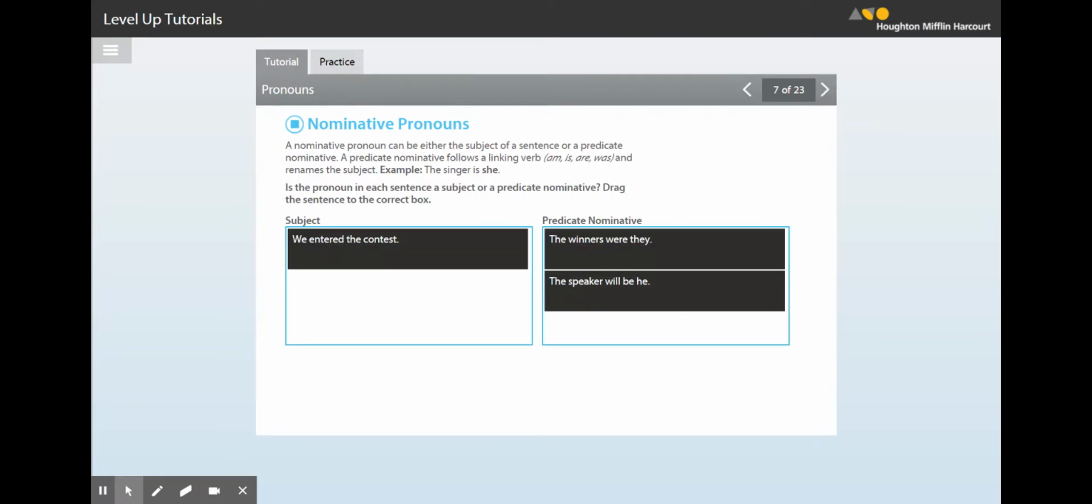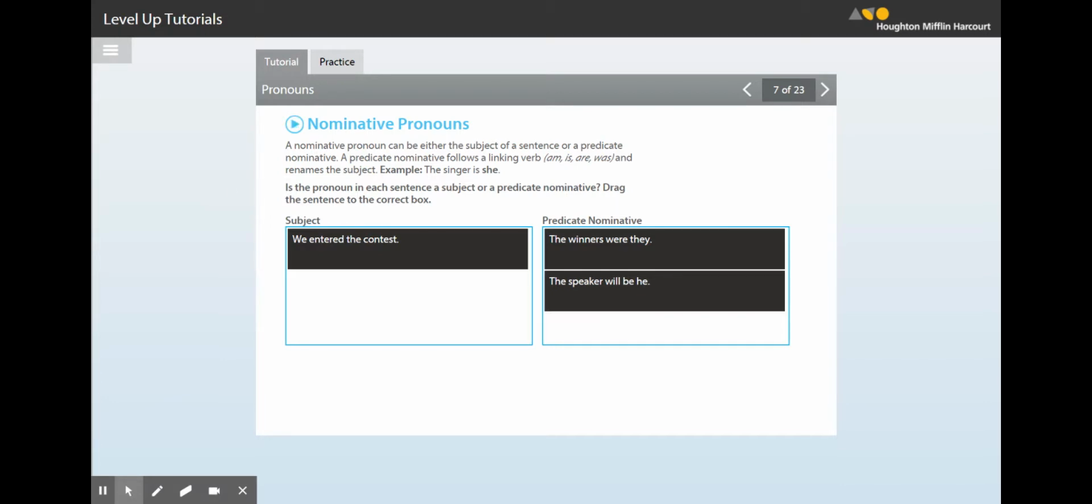A nominative pronoun can be either the subject of a sentence or a predicate nominative. A predicate nominative follows a linking verb like am, is, are, or was, and it renames the subject. For example, the singer is she. So is the pronoun in each sentence a subject or a predicate nominative? Drag the sentences to the correct box. So I've already done that.